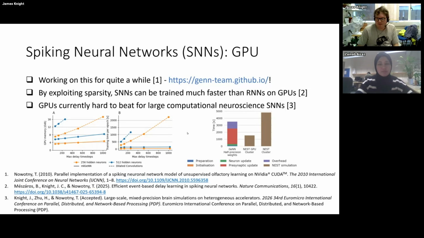The other thing where GPUs are currently looking very attractive is for large-scale computational neuroscience, in which spiking neural networks are used to model the brain rather than to do AI.